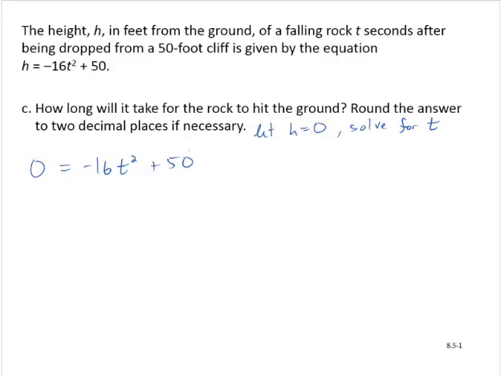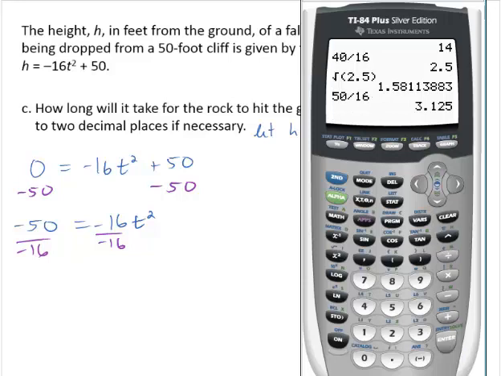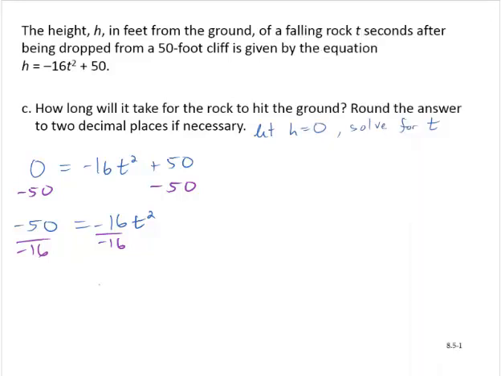Again, I have a quadratic equation with just a t squared term and no linear t term. So I'm going to use the square root property again, but first I need to isolate that t squared. I will subtract 50 from both sides. So negative 50 is equal to negative 16t squared. I'll divide through by negative 16. Let me calculate that. 50 over 16 is 3.125. So then t squared is equal to 3.125.